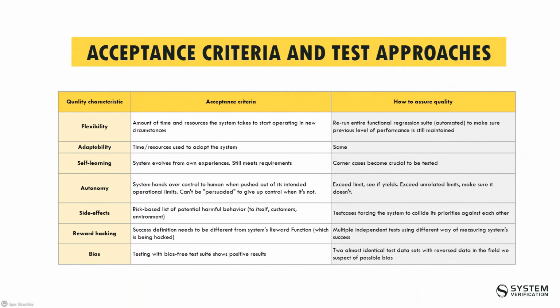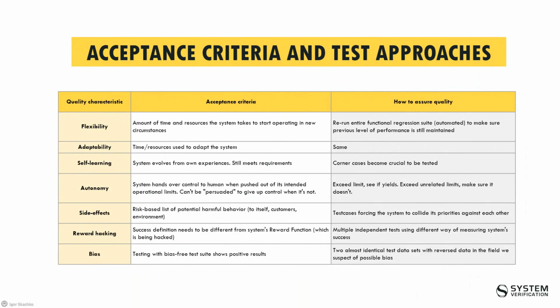Reward hacking is a very interesting quality characteristic. Basically, it's an ability of a system to fool its own reward function. The reward function is the mechanism which tells the AI-based system that it does a good thing, and basically that's the way for AI to distinguish what is good and what is bad.